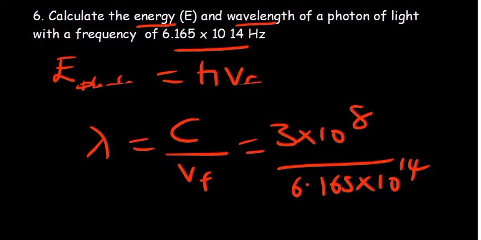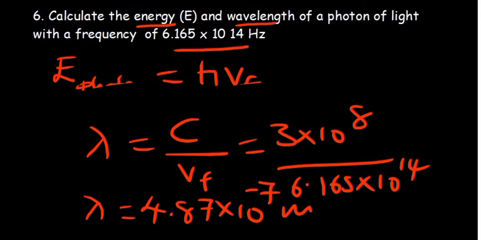Okay, so 3 times 10 to the power 8 divided by 6.165 times 10 to the power 14. What I'm getting as our wavelength is 4.87 times 10 to the power negative 7 meters.